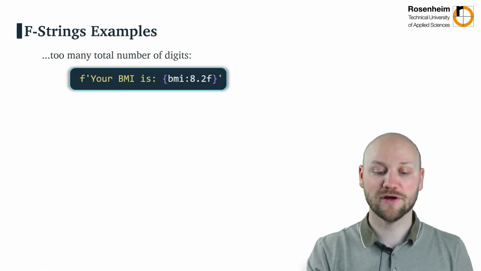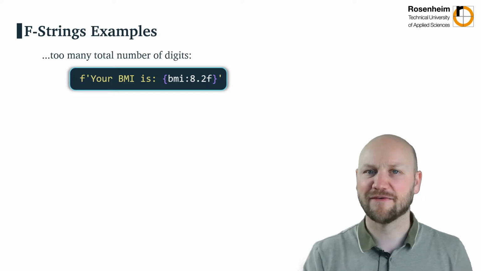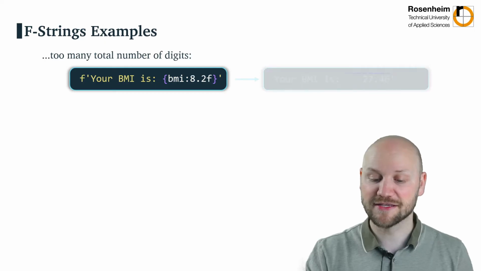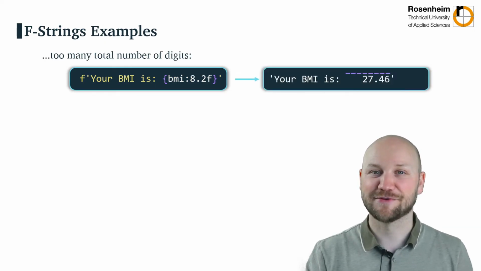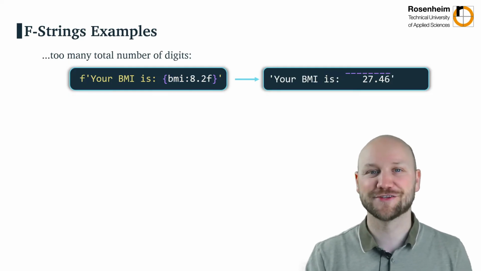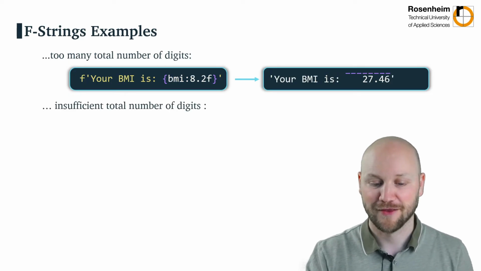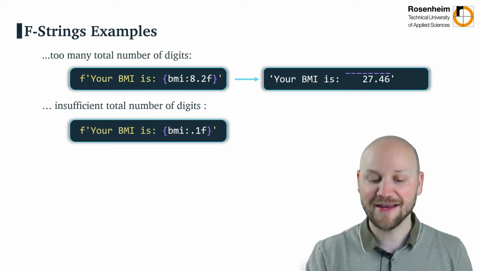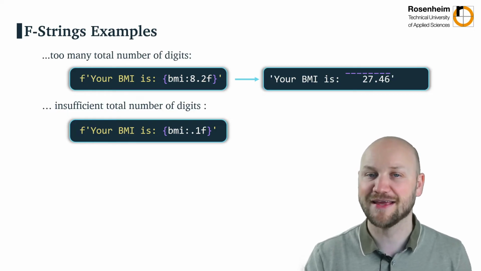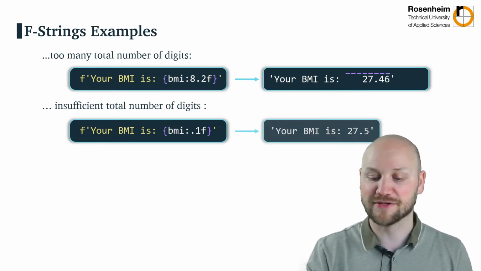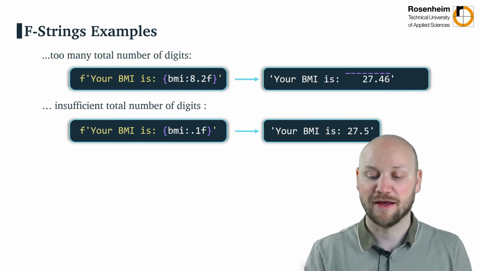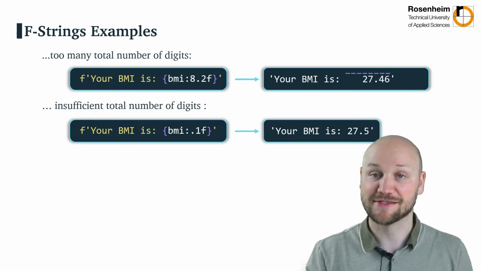Let's have a look at other examples. What if you specify a larger total number of digits than you actually need? Then you come up with something like this. Python is putting many spaces before your number. This is not a very nice representation, so it can be improved. If you are not providing any number of digits or an insufficient number of digits, Python uses as many as it needs to represent your number. So it is a good choice to not specify anything here, because then you have the perfect number of digits and the number is nicely represented.